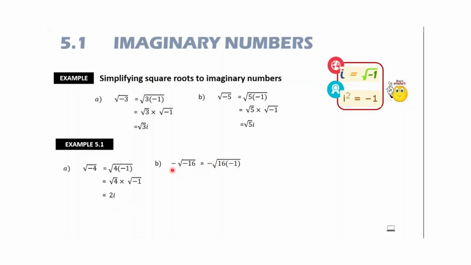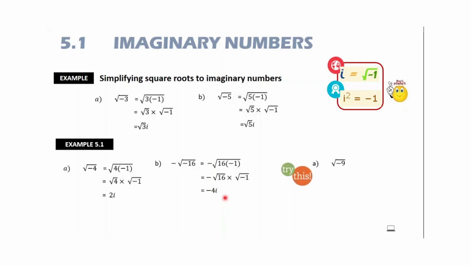Kita ada negative at the outside the square root, and inside we have square root of negative 16. We separate the 16 and negative 1. You get negative square root of 16 multiplied by square root of negative 1. And then square root of 16 kita boleh ringkaskan menjadi 4. So depannya ada negative, so negative 4. Square root of negative 1, we replace it as i. So the final answer is negative 4i.